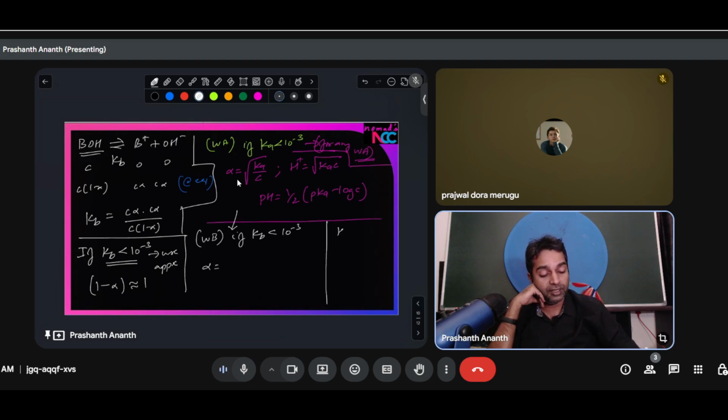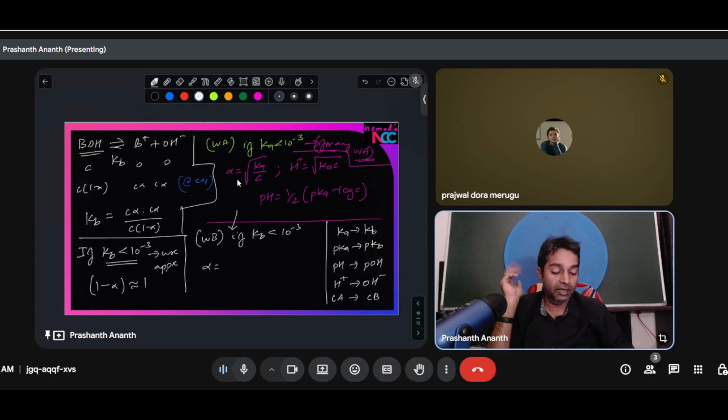The conversions are these. Ka changes to become Kb. Concentration of weak acid becomes concentration of weak base. Both are represented by C, so we don't care. Obviously, pKa will become pKb. And we'll of course have pH becoming pOH. And concentration of H plus will become concentration of OH minus, wherever it is applicable. One more thing which will actually change is conjugate acid will also change into conjugate base. And wherever it is weak base, it will become weak acid. Wherever it is weak acid, it will become weak base.